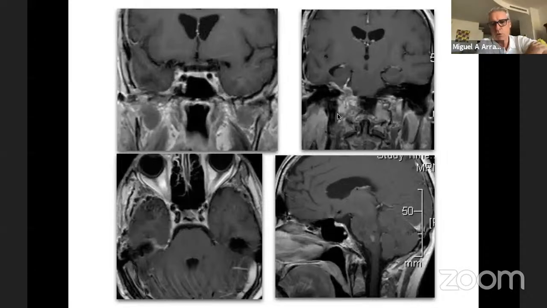extended transpetrous approach. And with this case I like to show how we have to master the anatomy of the fifth nerve. We have seen the part related to the tumor, and the other part not related to the tumor, but necessarily managed from the surgical point of view in order to completely remove the lesion. This is the last slide. Thank you very much for your attention. And again, thank you for the kind invitation.